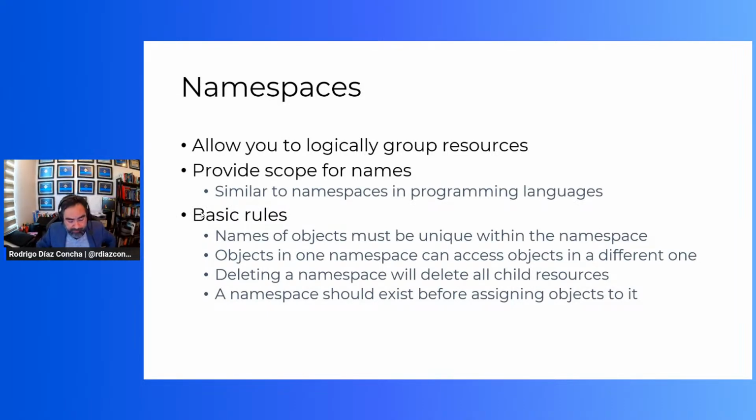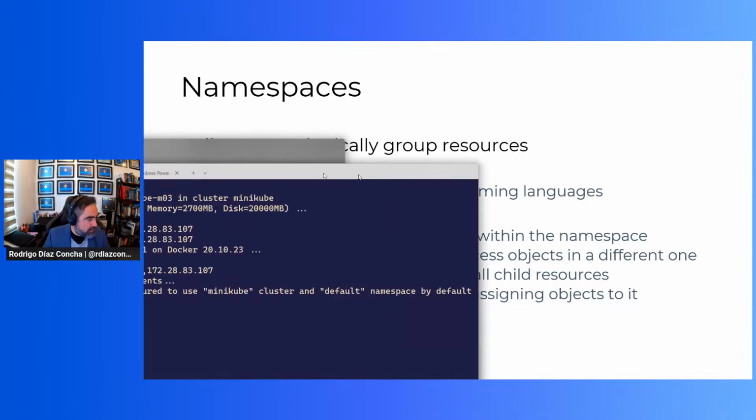So the thing about namespaces is that if you are familiar with namespaces in programming languages, I guess that's the same concept. They allow you to logically group resources. That's what you do in Kubernetes. There's a default namespace that, when you deploy a Kubernetes cluster, we can use all the time. Actually, in this series, I've been using the default namespace all the time.